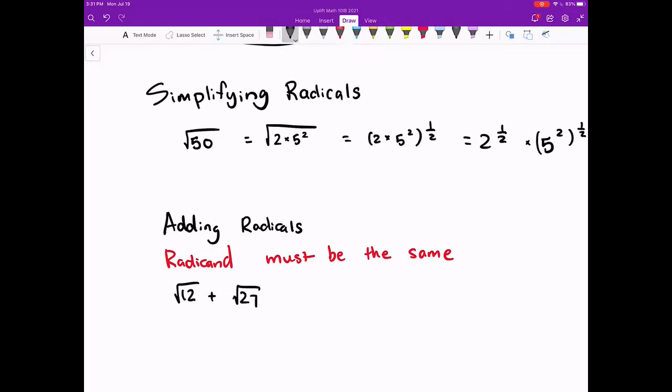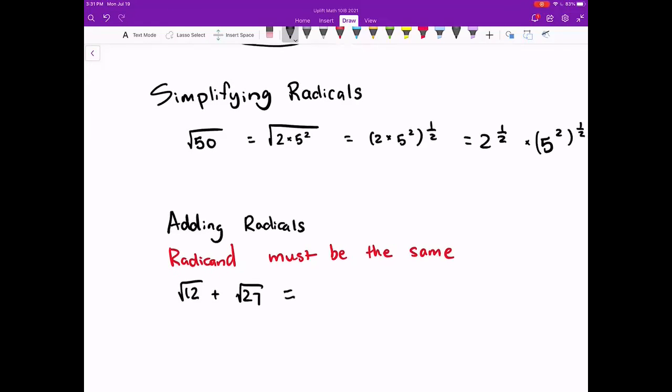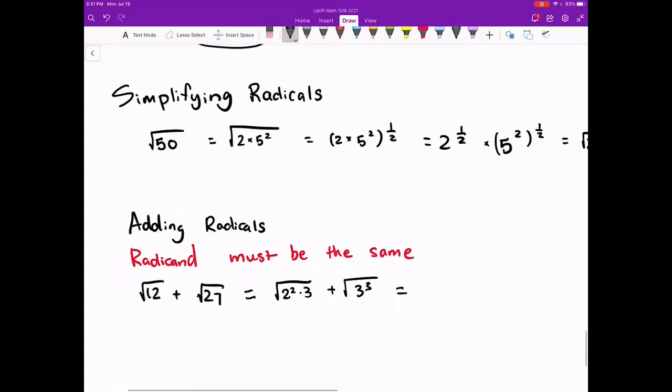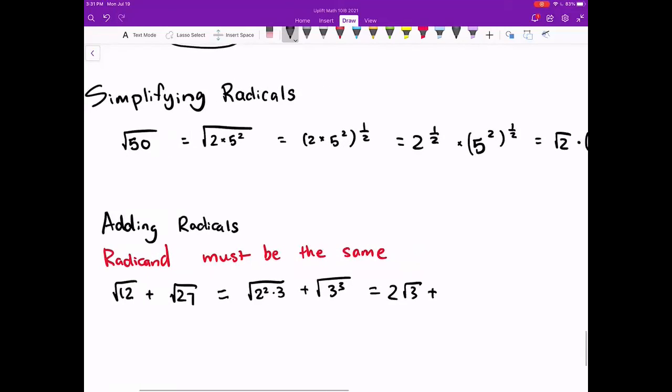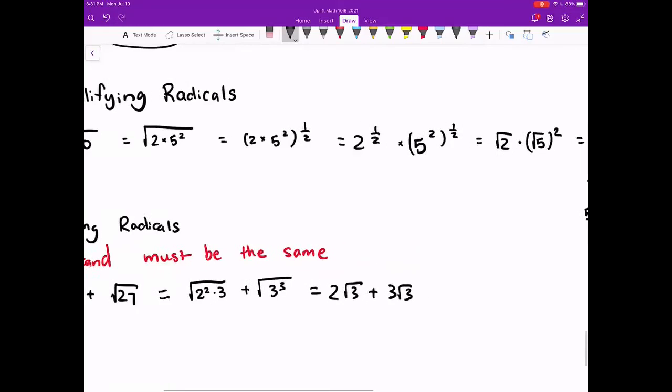So we have the square root of 12 plus the square root of 27. The radicand is not the same, so we might think it's impossible, but we can simplify it. First we simplify the square root of 12, so we prime factorize 12, which gives us 2 squared times 3. Then we factorize the 27 as well, so we get plus the square root of 3 cubed. Then we simplify: the square root of 2 squared gives 2 root 2, and 3 root 3. We see that the radicand is the same, so we can just add them together. We get 5 root 3.